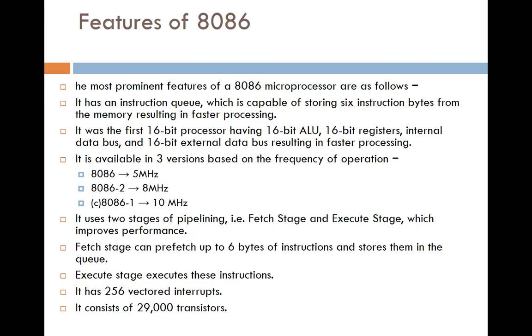It uses two-stage pipelining, fetch and execute, which improves the performance. The fetch stage can prefetch up to 6 bytes of the instruction and store them in the queue. The execute stage executes these instructions. It has 256 vector interrupts and it consists of 29,000 transistors.